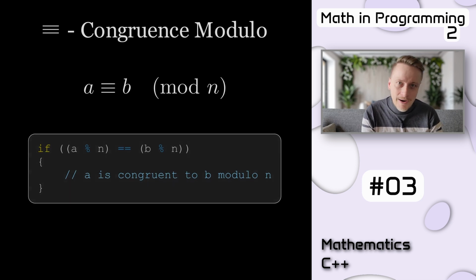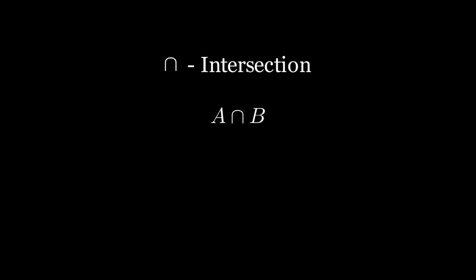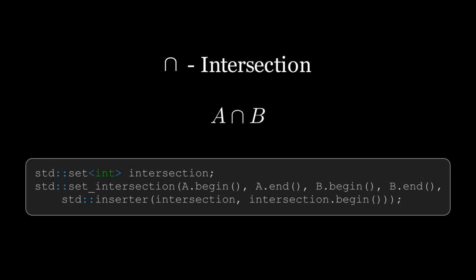Let's talk about set operations. The intersection of two sets consists of elements they share. In C++, you can use std::set_intersection to efficiently compute this for sorted containers. It works by taking set A from beginning to end and set B in the same way, comparing their elements as it goes.